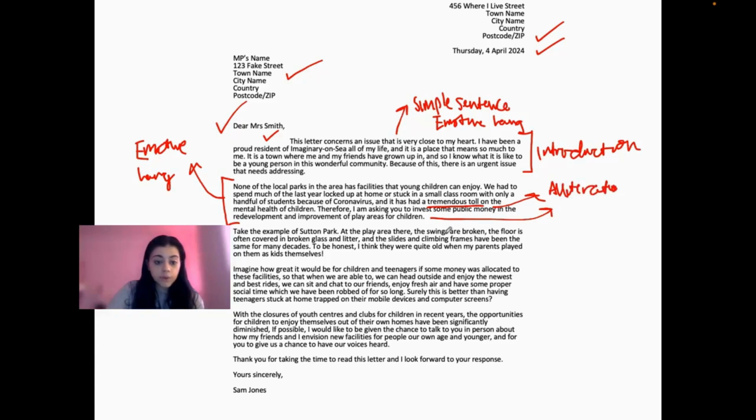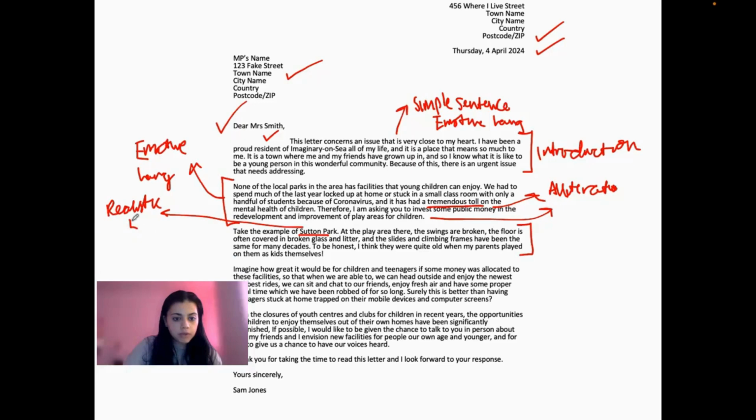He also uses very clear examples, which he probably has made up. He's probably made up Sutton Park, but it gives it a kind of realistic tone to it. And a part of the mark scheme is to make your piece of transactional writing indistinguishable to a real life piece of writing that is nonfiction. And he does this really well by using these examples.